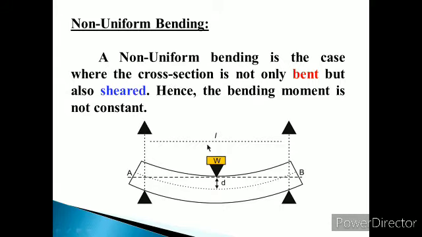Non-uniform bending is the case where the cross section is not only bent but also sheared. Some of the angles will be changed due to the application of the stress. Hence the bending moment is not a constant, so it is called non-uniform bending.